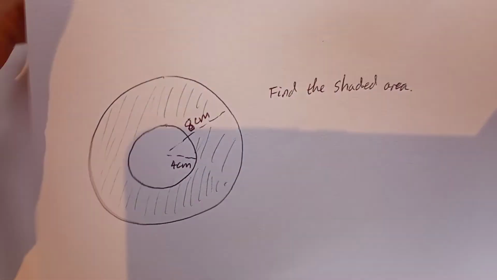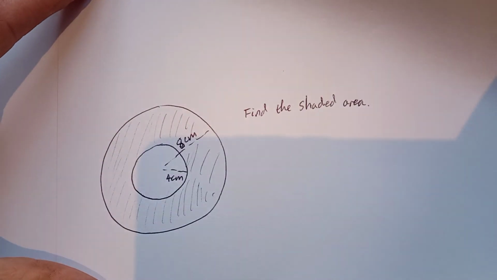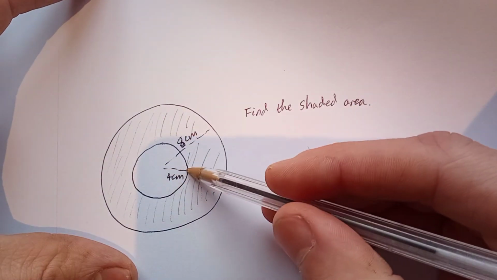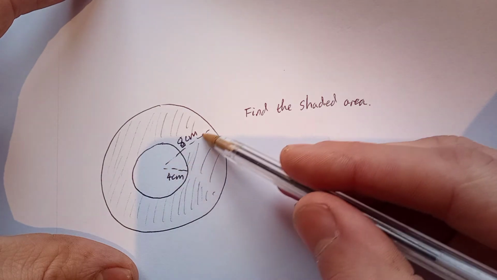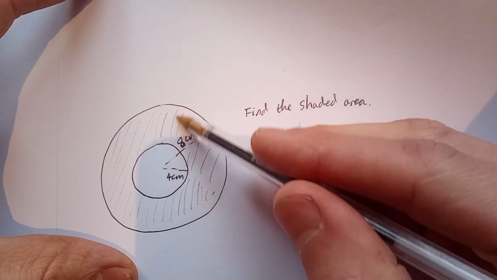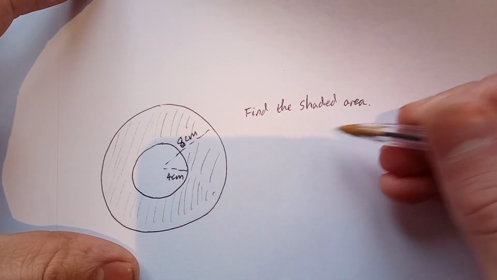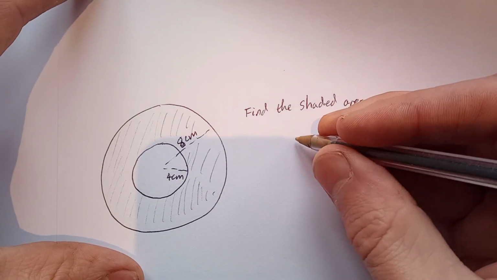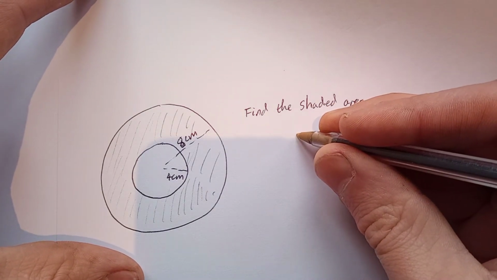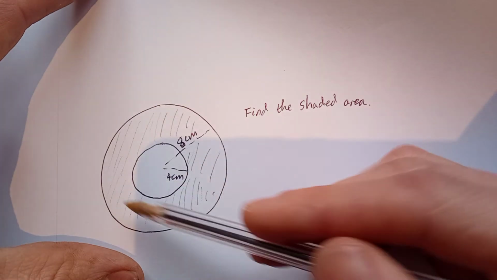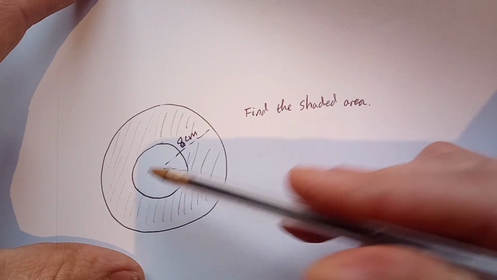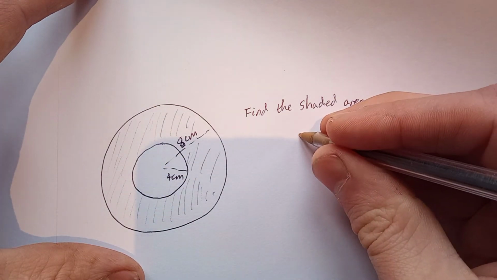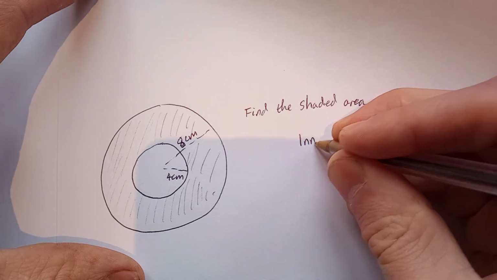Considerably harder, maybe a question like this, where you're given two circles that are overlapping. So we've got an inner circle of 4 centimeters, an outer circle with 8 centimeters, and we're looking for the bit in between those two circles. Well, our solution to that is going to be to find two areas, the big circle, and then take away the area of the little circle. So we're going to do that in 2 steps. We'll do an inner area.